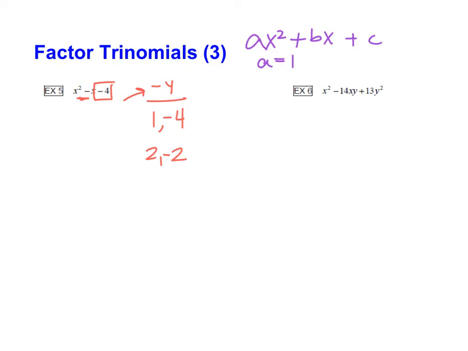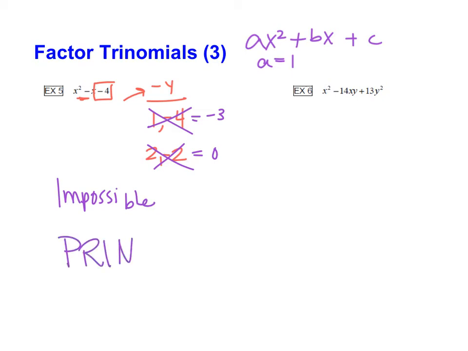Alright, so now let's see which ones add up to a -1. 1 plus -4 is equal to -3, so that one did not work. 2 plus -2 is equal to 0, so that didn't work. We are not coming up with any factor pairs that work, and that's possible sometimes. That means that you can't factor it. So it's impossible. And then what do you write for your answer? We write that it's prime. There are no factors of -4 that add up to -1, so this is a prime trinomial. It cannot be factored.